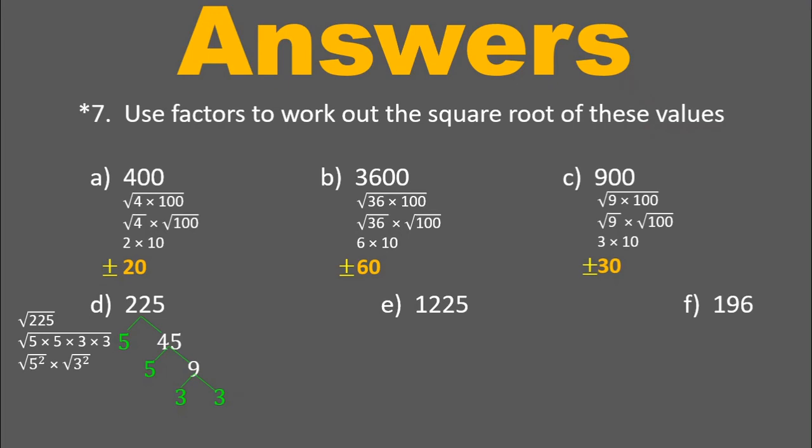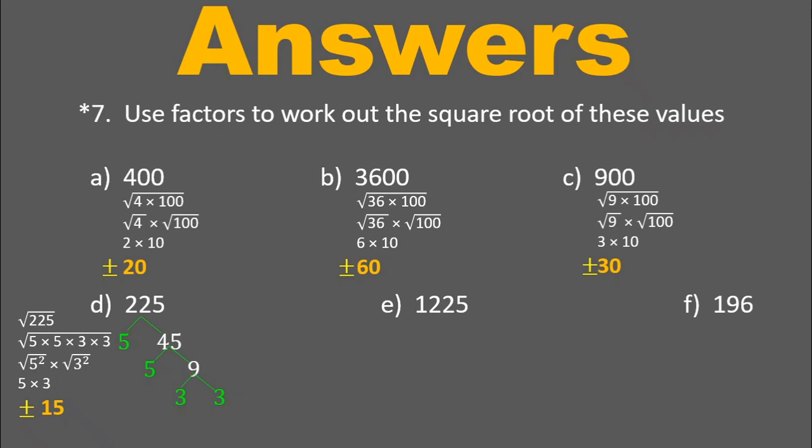Are you thinking what I'm thinking from up here when we did the square root of 4 and the square root of 100? What's the square root of 5 squared? Must be 5. Same thing with the square root of 3 squared. It must be 3. So the square root of 225, if you didn't know it before, is 15, positive or negative 15. You can double check that by multiplying that together again. 15 times 15 does give you 225. If you want to hit pause and try E and F for yourself, we're going to do them the same way.